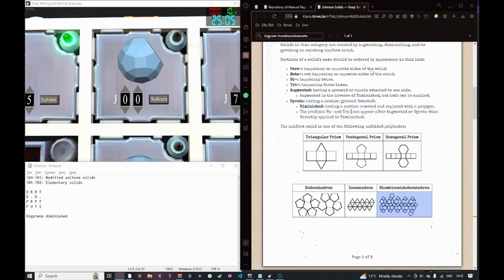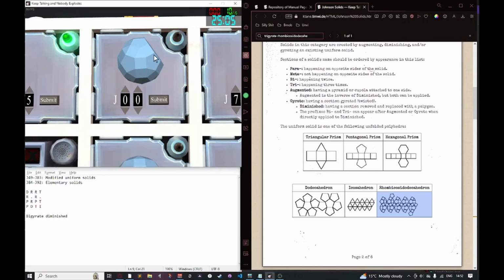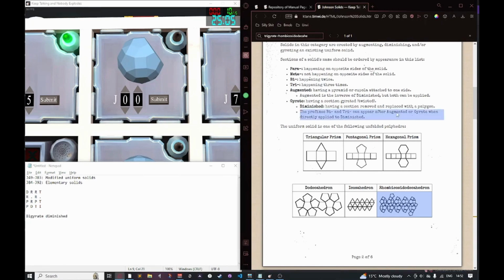because as we can see here, the prefixes bi and tri can appear after augmented or gyrate when directly applied to diminished. So if this was diminished twice and gyrated, we would be able to call it gyrate bi-diminished. In our case, we just have a bi-gyrate diminished. So this particular point here does not apply currently, but we have a bi-gyrate diminished rhombicosidodecahedron.